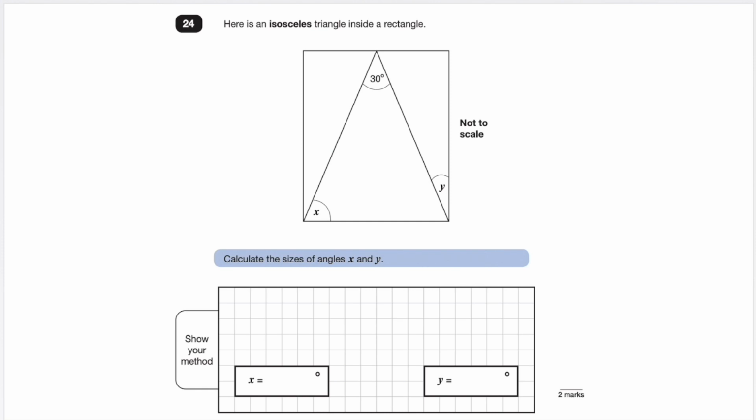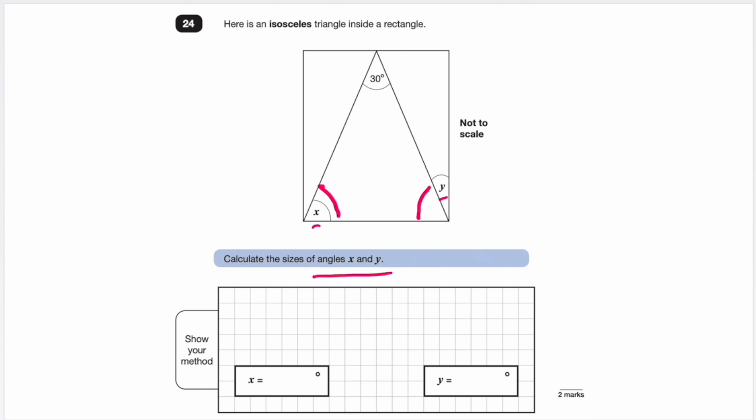It says calculate the sizes of angles X and Y. So you can see X here and Y here. We don't have the angles for us, but we have clues to help us. So an isosceles triangle must have 2 equal angles. So this angle will be the same as this angle.